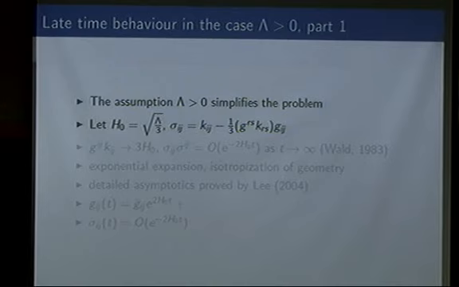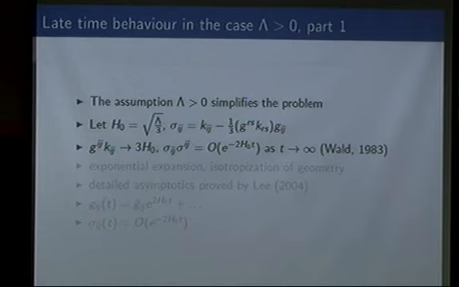This object here is sometimes called the shear in cosmology. And now, a long time ago, in 1983, Bob Wald showed some statements about the asymptotics of this kind of solution. What he showed was that if you have a solution which exists for all time in the future, then certain asymptotic statements are true. Firstly, this object here, which is actually called the mean curvature, will converge to this constant 3h0, and moreover, the shear, or the square of the shear, will decay exponentially as t tends to infinity.